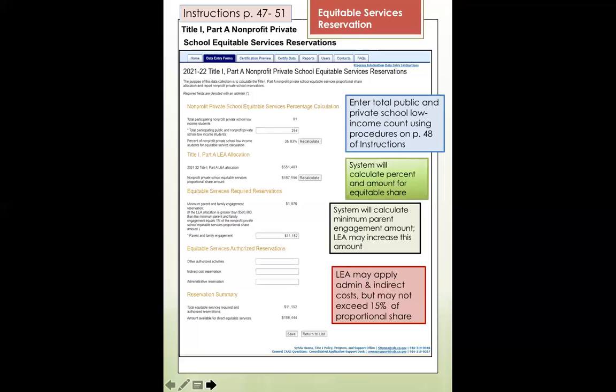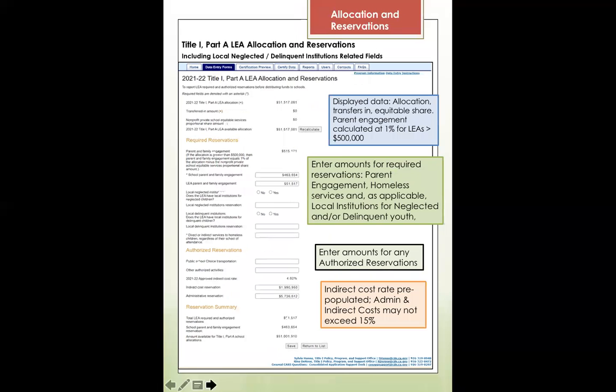All right, next is allocations and reservations. Title I allocation and reservations. Okay. This form has to be certified after you do the Title I Equitable Services reservation page. So this is one of those that has to be done in order.